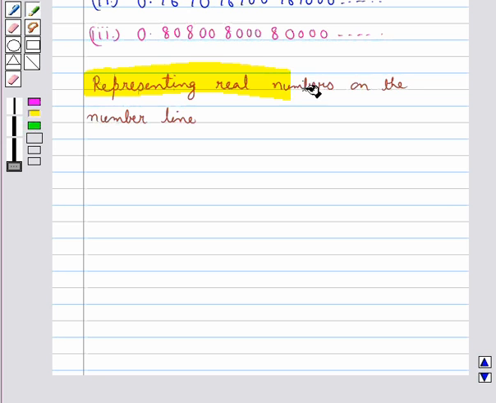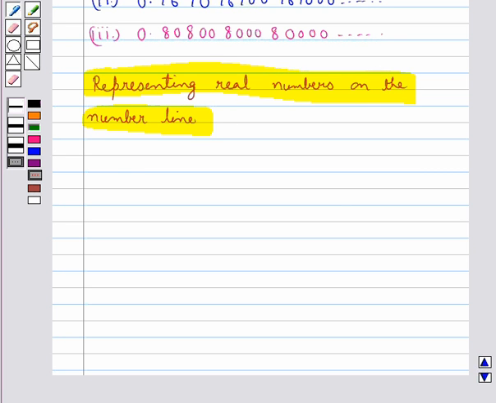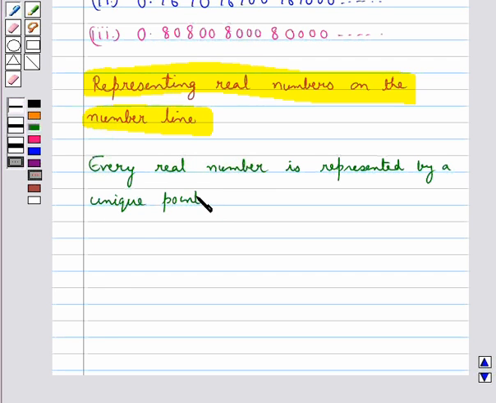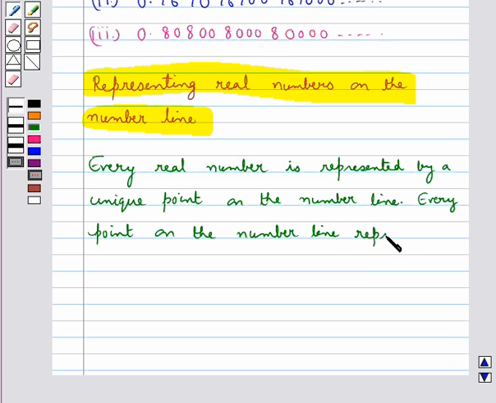Now we discuss representing real numbers on the number line. We know that every real number is represented by a unique point on the number line. Further, every point on the number line represents one and only one real number.